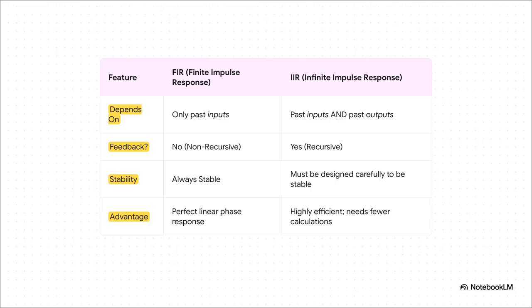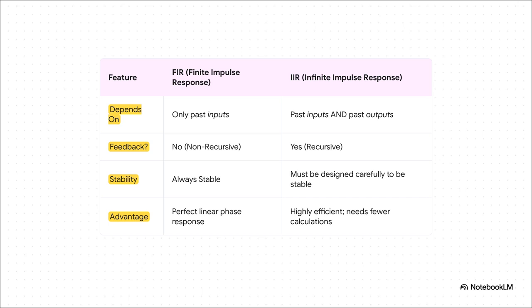This table really breaks it down nicely. On one side, you have FIR filters. Now, these guys do not use feedback, which makes them incredibly stable. They will never, ever spiral out of control. Their superpower is preserving the timing of a signal perfectly, which is absolutely critical for things like high-fidelity audio.